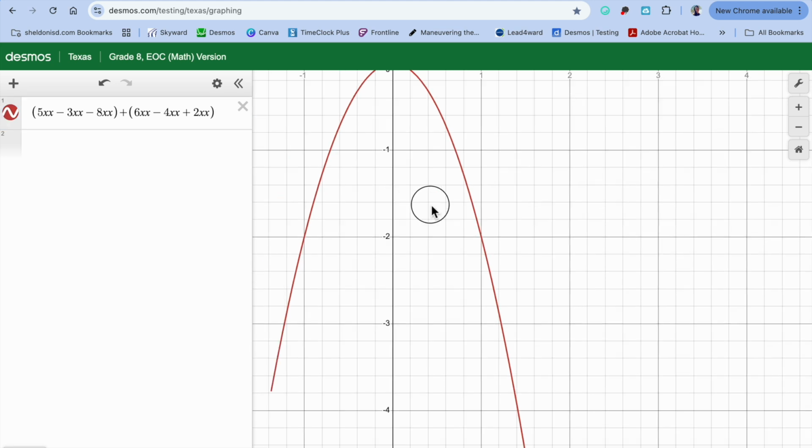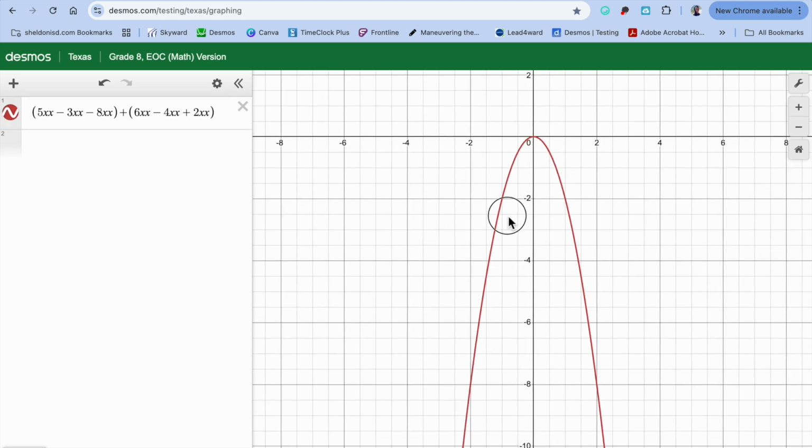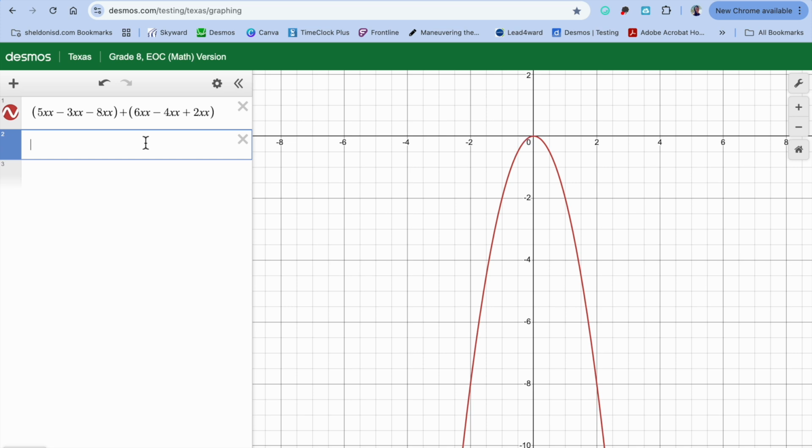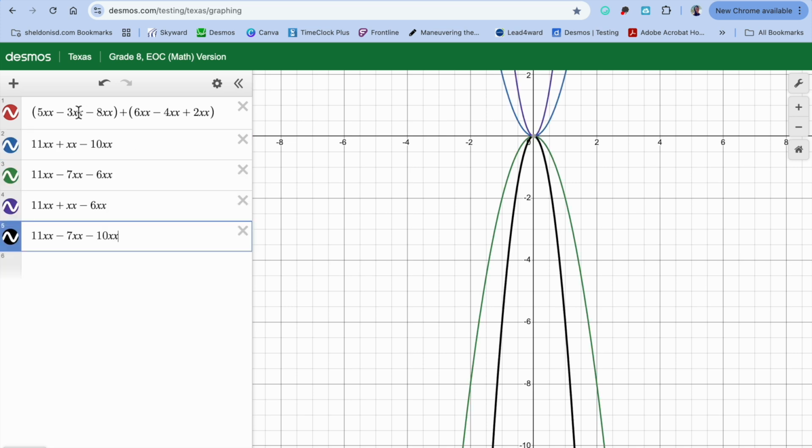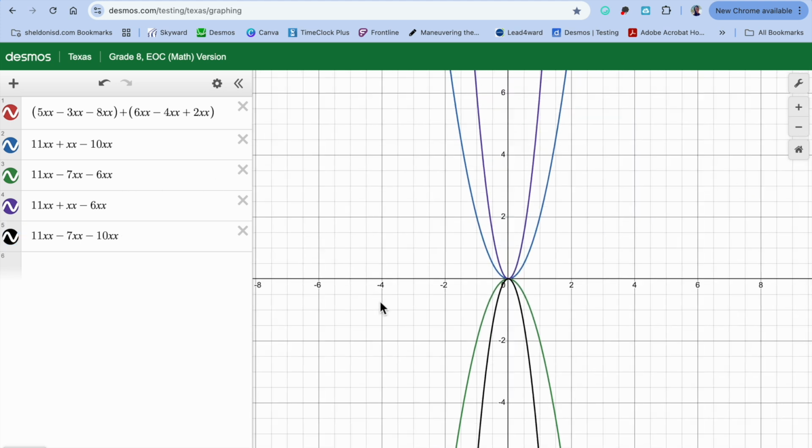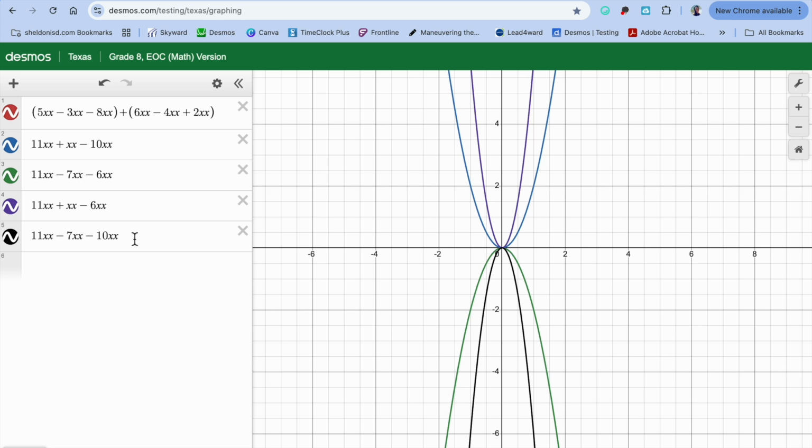Now that I've typed the expression, I see that I have a parabola. I'm going to type in each of my 4 answer choices. Now that I have my expression typed in the first line and each of my 4 answer choices typed after that, I'm going to match my graphs. Again, my expression in the question is red, so I'm looking for my red graph to match one of the other 4 answer choices. I'm going to turn off blue.